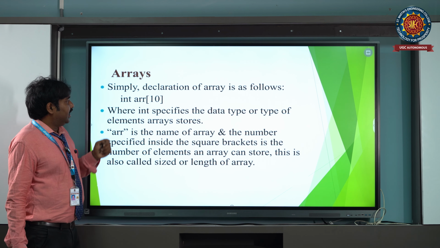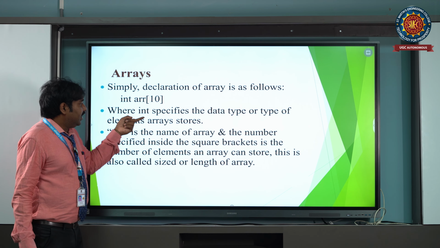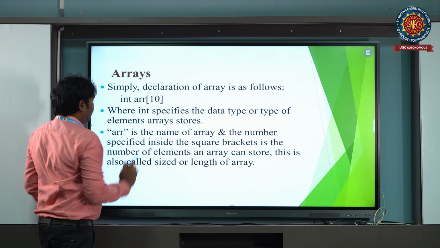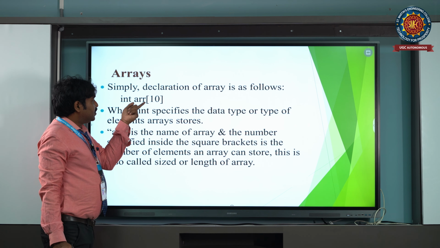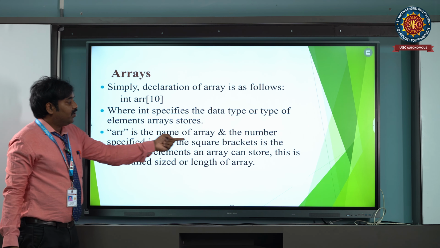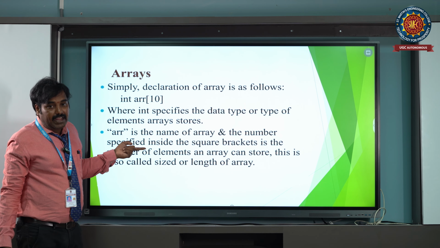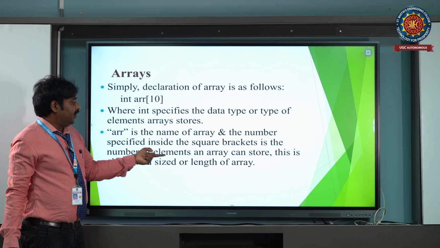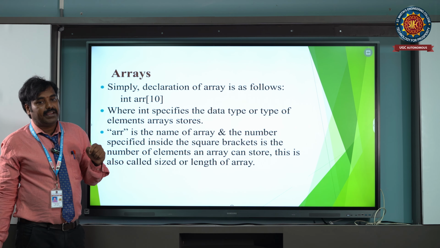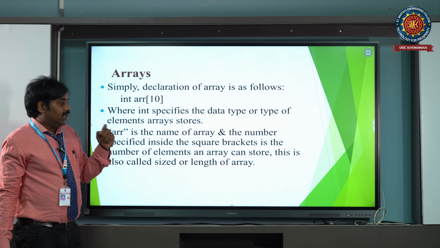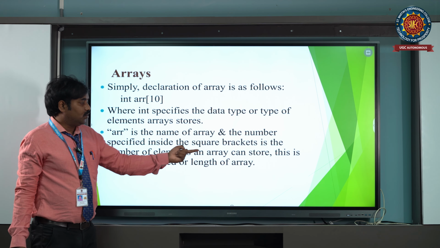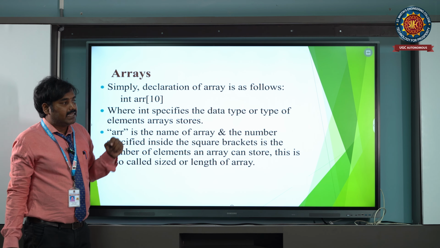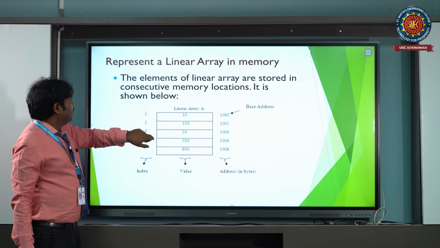So the array declaration is declared here, where int specifies the data type of the elements the array stores. ARR is the name of the array, and the number specified inside the square brackets is the number of elements the array can store. This is also called the size or the length of the array. This is how the array is declared.